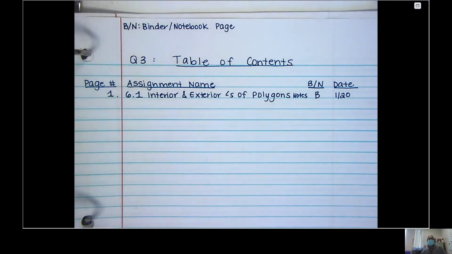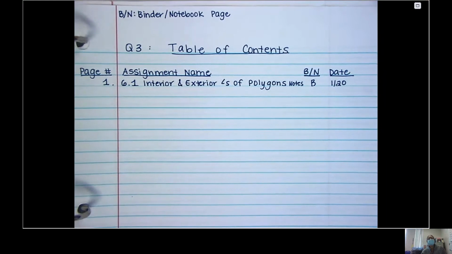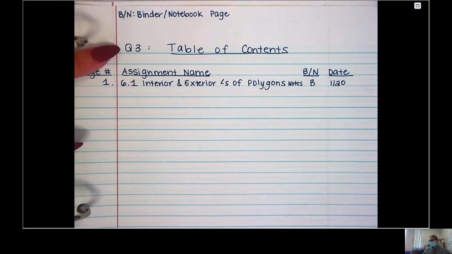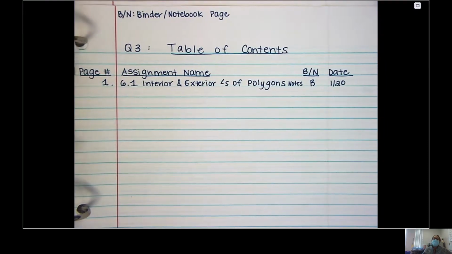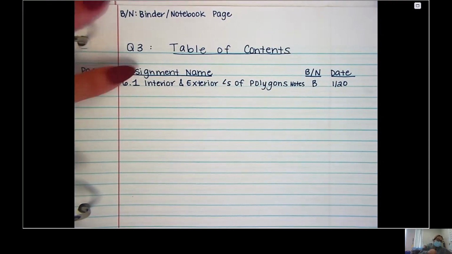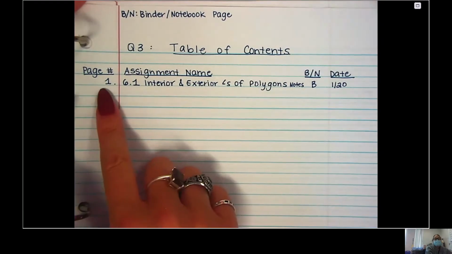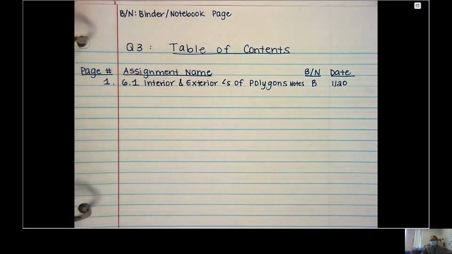Okay, so you're going to start. Here's what your table of contents is going to look like. First thing, on the very top, you're going to put Q3 table of contents. That's your title. Underneath it, there are 4 different columns. First column is the page number. So we are going to list a number on every paper I give you. So the paper you got from yesterday, we're going to put a 1 in the corner of it. That's our first page in our notebooks.